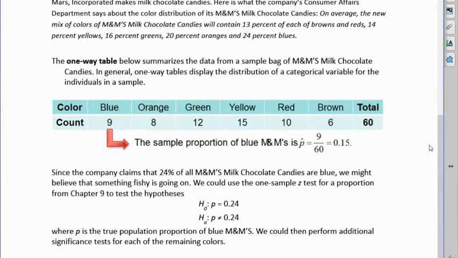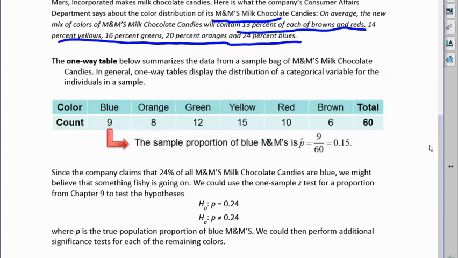So let's look at this. Mars makes candies. It makes the M&M milk chocolates, and they say that their bags of candies are going to contain 13% of browns and reds, 14% of yellows, 16% of green, 20% oranges, and 24% blues. So that's the claim that they say is true about this. So we go and we get a bag of candies, and we count how many of each of these colors there are.